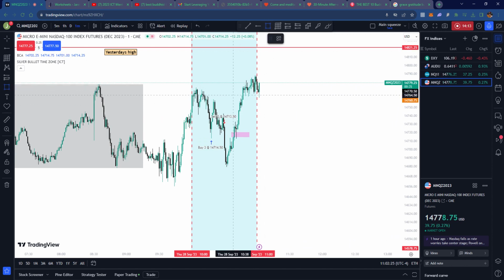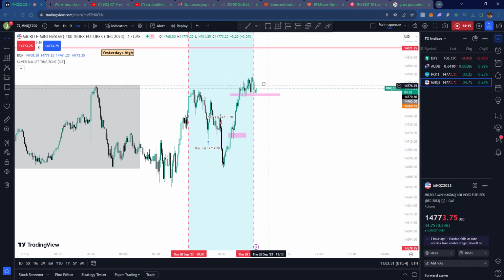And looks like we're doing a little bounce off of here. And I'll see if we reach the highs in this little continuation.